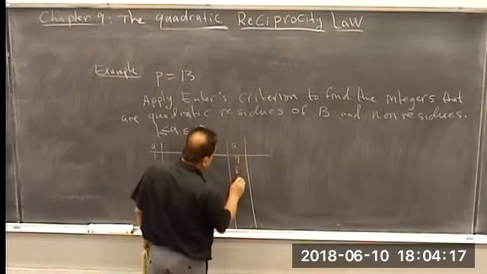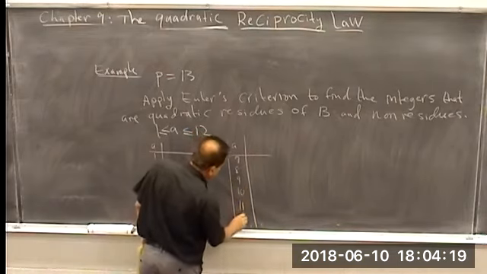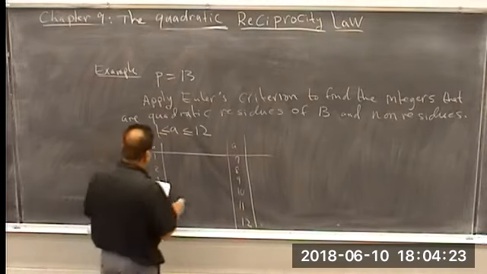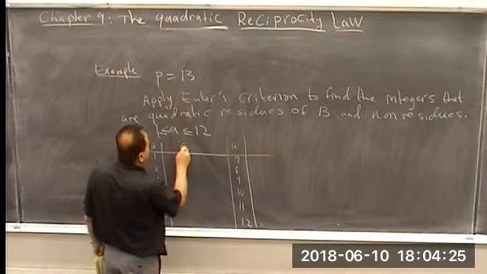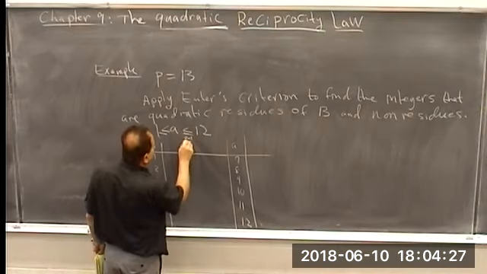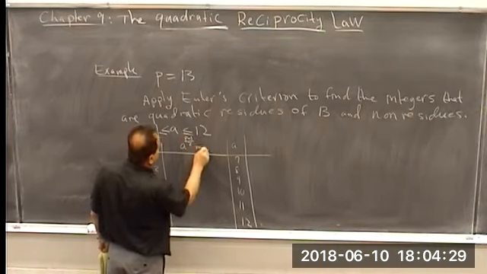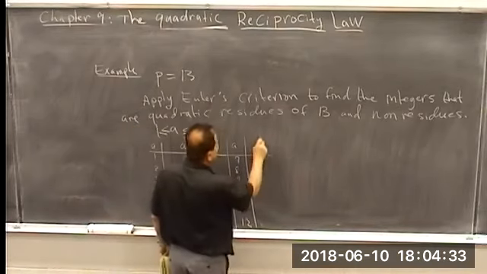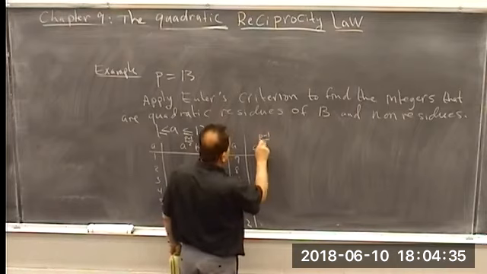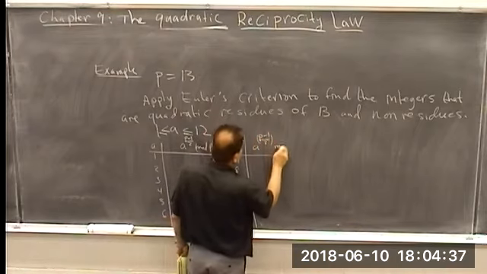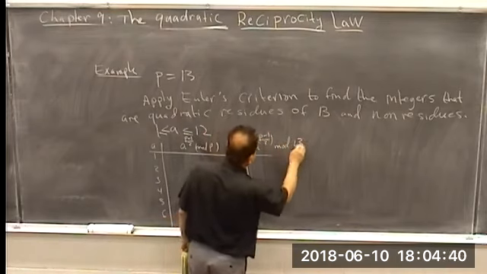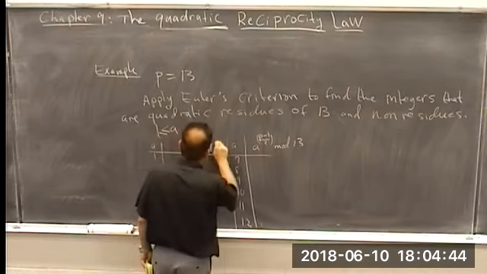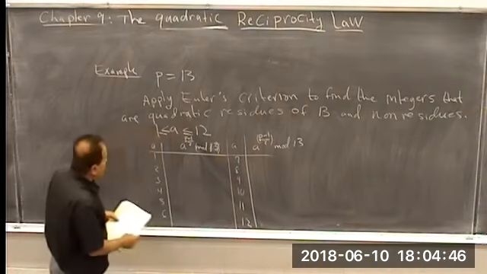7, 8, 9, 11, and 12. Then we're going to calculate A to the power (p minus 1) over 2 mod 13, of course. Mod 13.